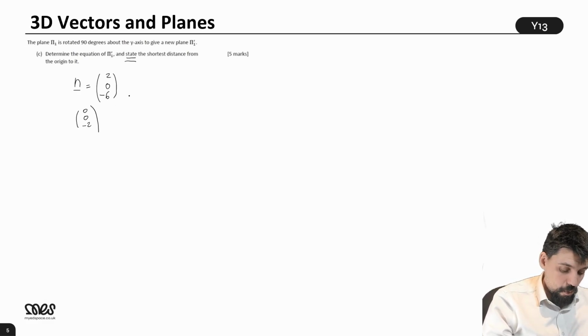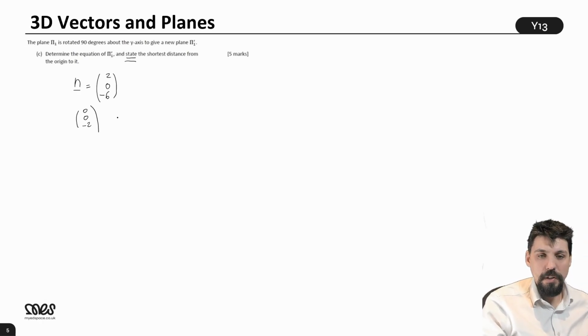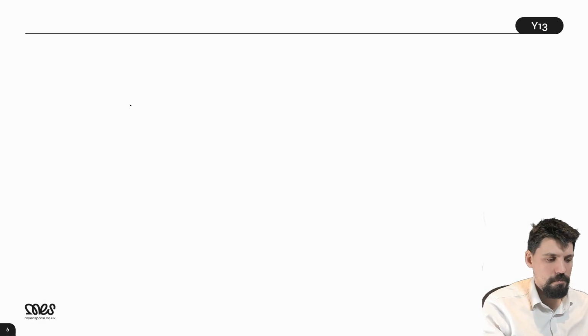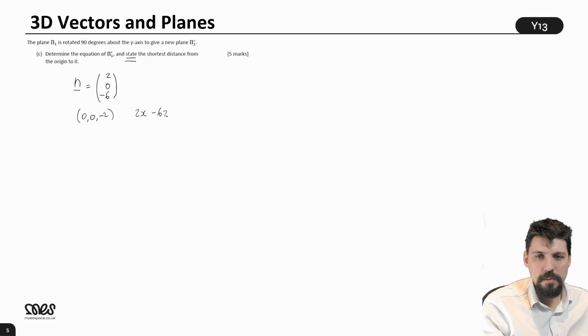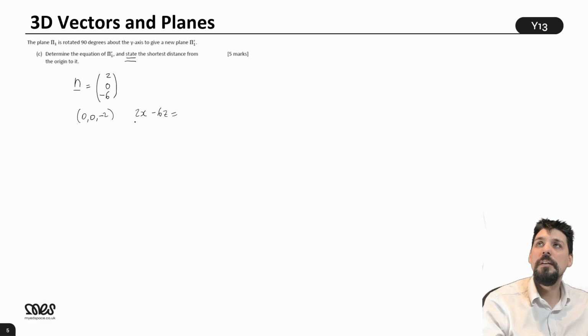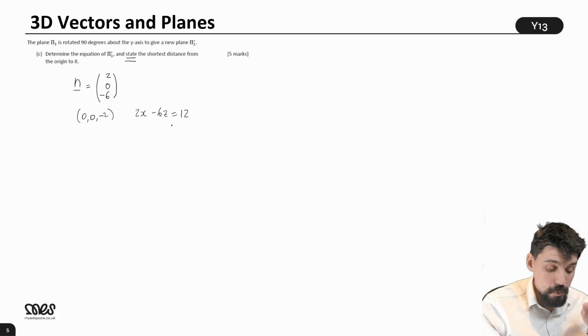So the equation of my new plane, putting all of that together. Well, actually, this is a point, isn't it? 0, 0, minus 2. So we get 2x minus 6z is equal to a constant. We can plug this in, and that constant is going to come out as 12. Excellent. Minus 6 times minus 2 is 12. Brilliant. So that is one way to do it.